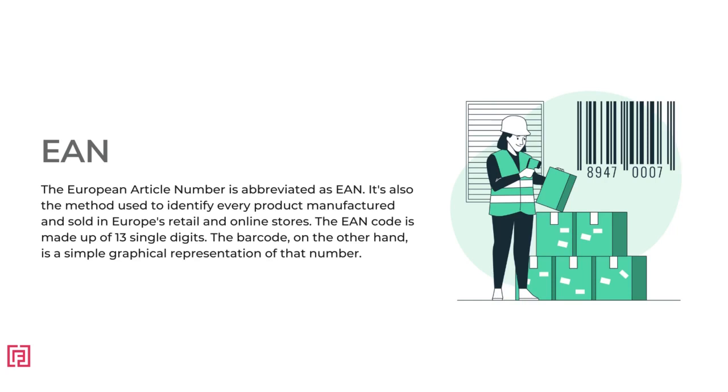The EAN code is made up of 13 single digits. The barcode, on the other hand, is a simple graphical representation of that number. There is no magical information contained in these barcodes. By scanning any such EAN barcode, you will only get a 13-digit number.